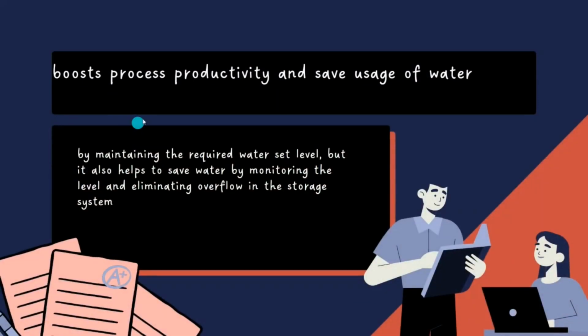The third one is to boost process productivity and safe usage of water by maintaining the required water set level, but it is also to help save water by monitoring the level and eliminating overflowing water in the storage system.